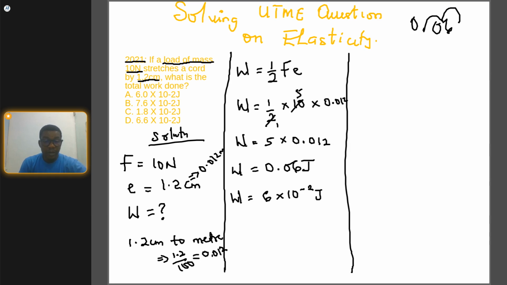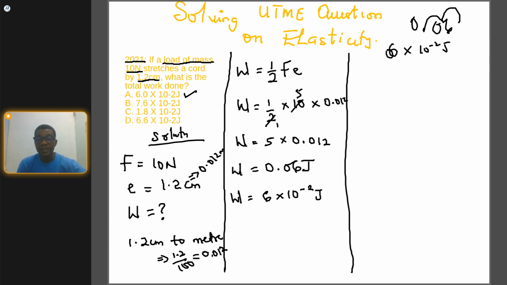It's exactly 10 raised to power minus 2 that we have in the options. So is it the first option, the second, the third or the fourth? It is option A. Option A is 6 times 10 raised to power minus 2 joule. So option A is the correct answer.